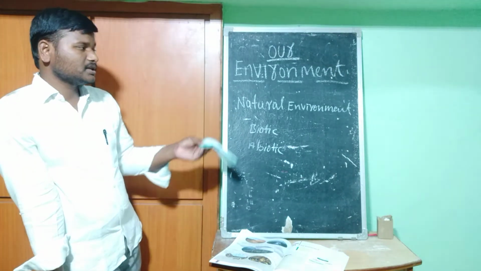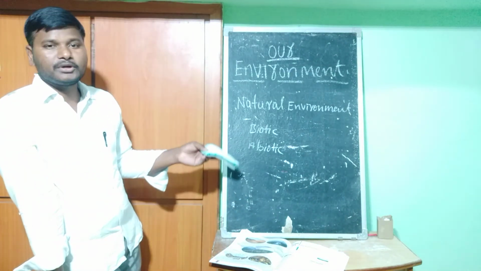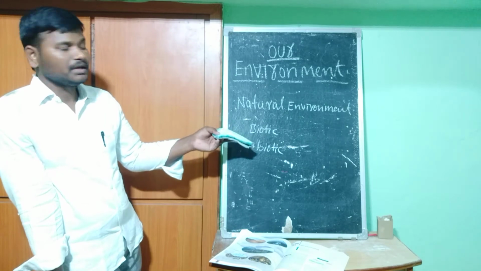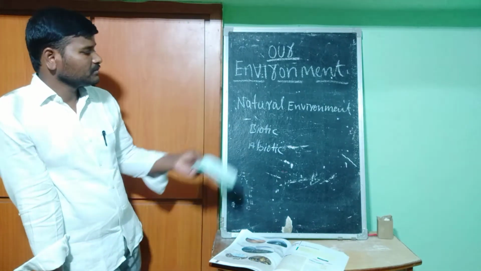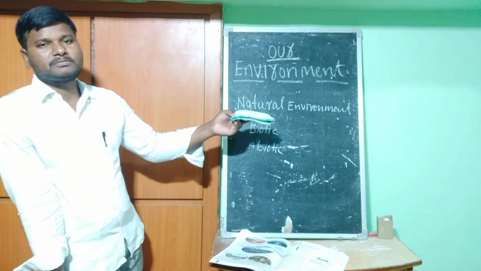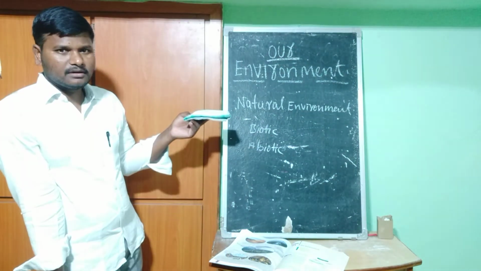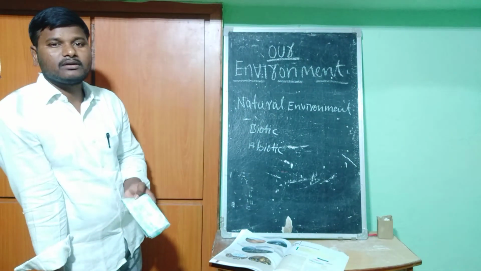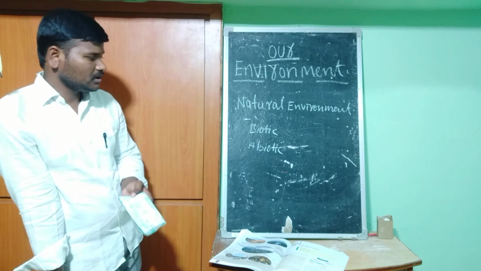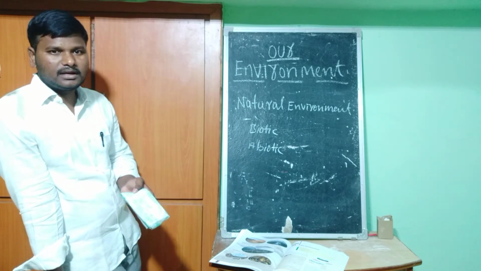This natural environment may be called biotic and abiotic. Biotic means having life, abiotic means not having life. Biotic examples are trees, animals, plants. Abiotic examples are water, land, air. So this is about the natural environment.